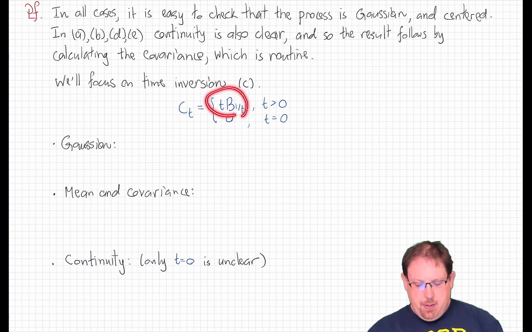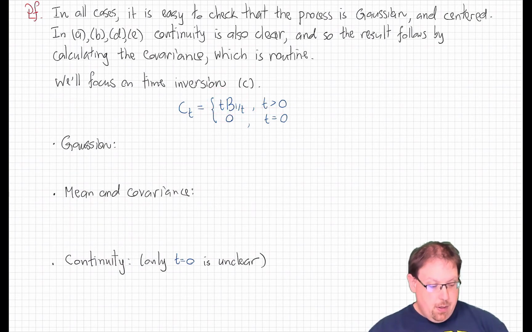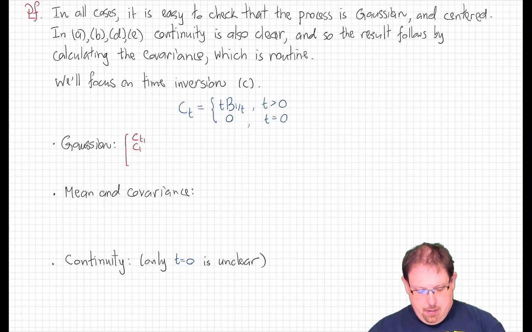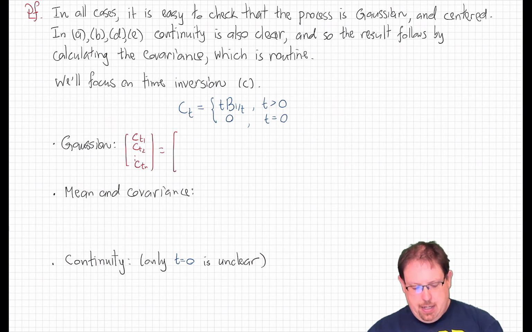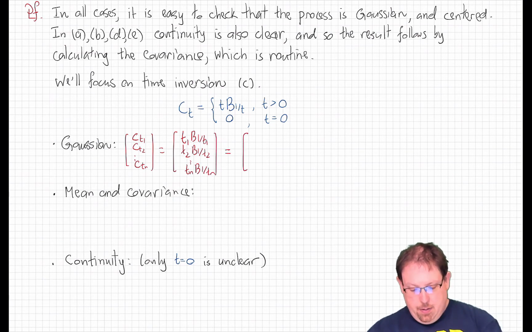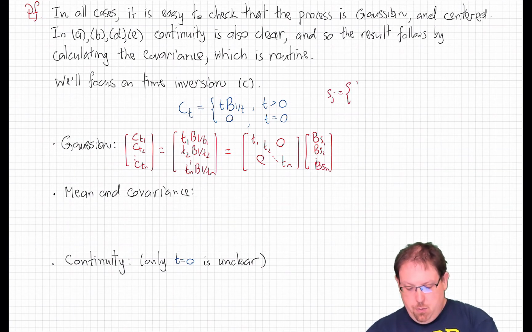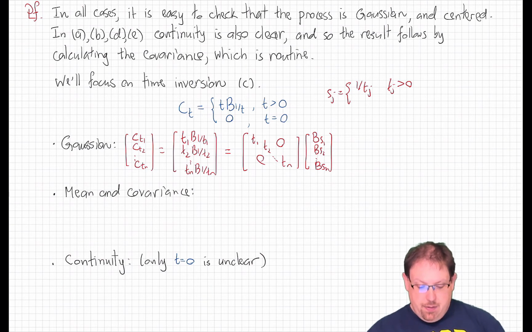So C_t is t times B_{1/t} at positive time, and it starts at 0 at time 0. We need to check that this is a Gaussian process. Well, let's take the process at some collection of times. By definition, that's t_1 B_{1/t_1}, t_2 B_{1/t_2}, down to t_n B_{1/t_n}. And I can write that like this. I can take out those t's as a diagonal matrix, multiplying the vector B_{s_1}, B_{s_2}, down to B_{s_n}, where I'm defining s_j to be 1/t_j, if t_j is not 0. If t_j is 0, I don't want to define s_j to be infinity because I don't know what B_infinity is. But it doesn't matter how I define it. I'll just define it to be 0.